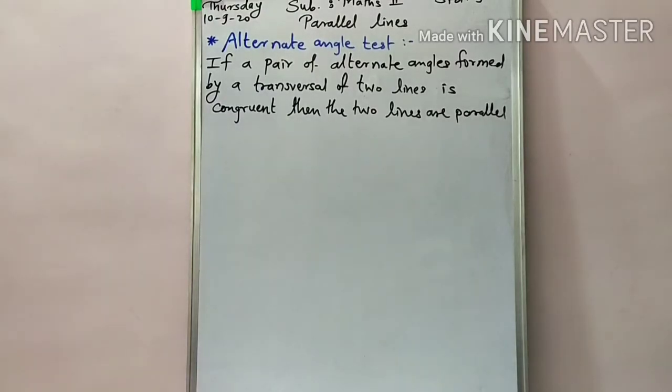Here we studied the test of parallel lines, the interior angle test, as we studied in our Google Meet lecture, and now here we have the alternate angle test. The statement is: if a pair of alternate angles formed by a transversal of two lines is congruent, then the two lines are parallel to each other. What we are given is that the pair of alternate angles are congruent, and we have to prove that the two lines are parallel to each other, and hence here we draw the figure of two lines and one transversal.